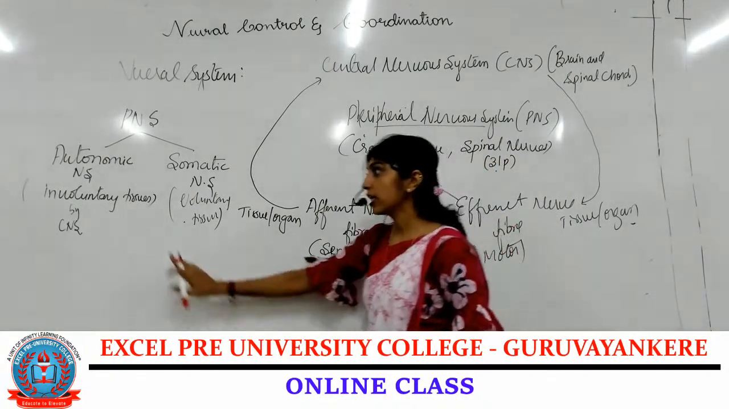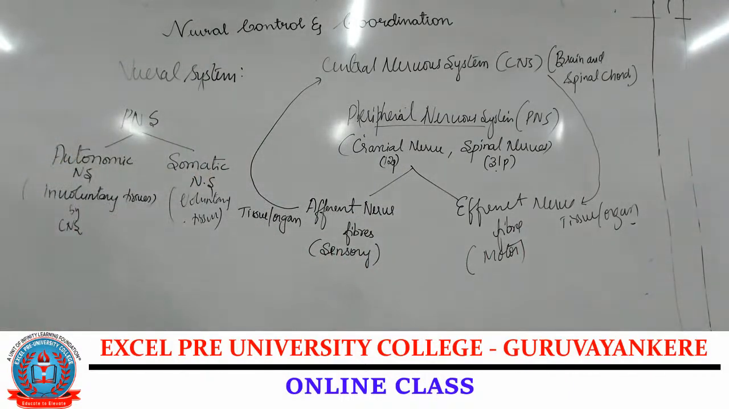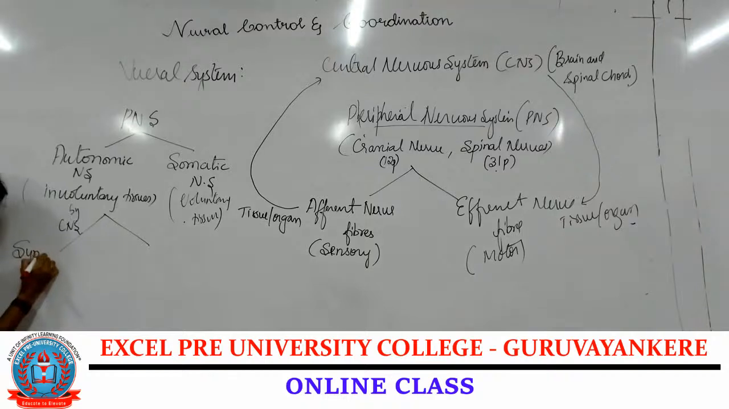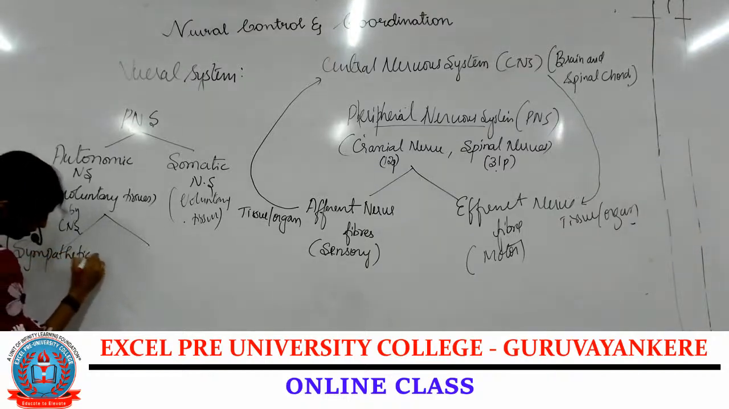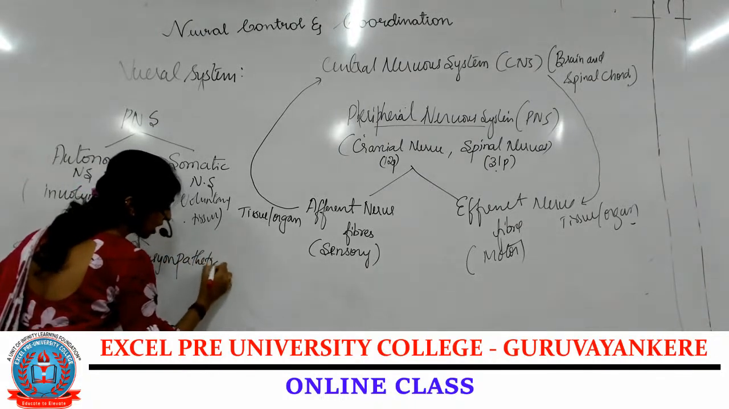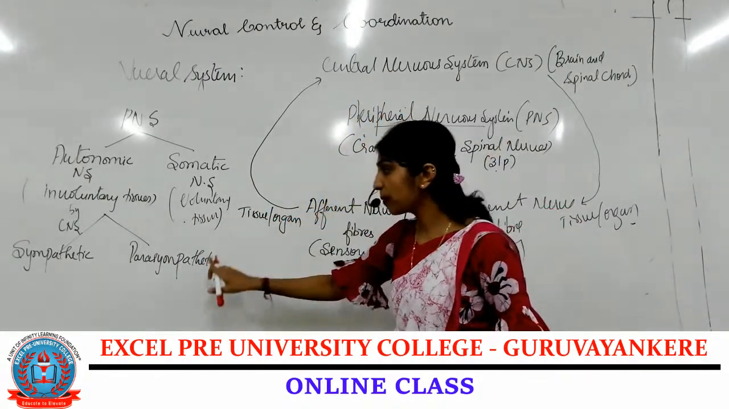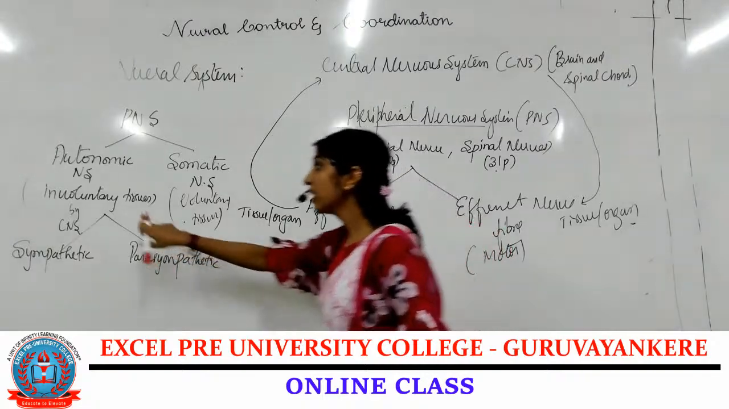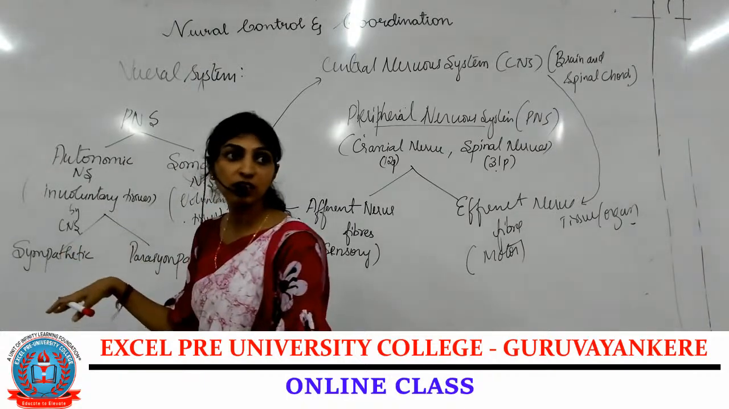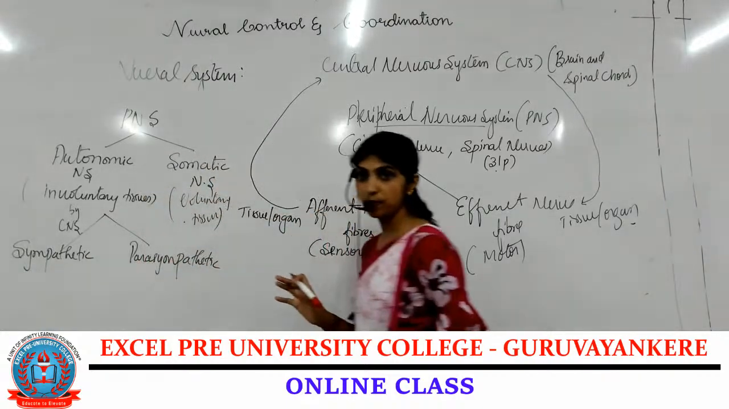Is it clear? Our autonomic nervous system is further divided into two divisions. We have already studied them: the sympathetic nerve and the parasympathetic nerve. When speaking about respiration, I told you they are part of the autonomic nervous system, in regulation. Our autonomic nervous system carries the information to which one? Involuntary muscles. We have sympathetic and parasympathetic nerves.